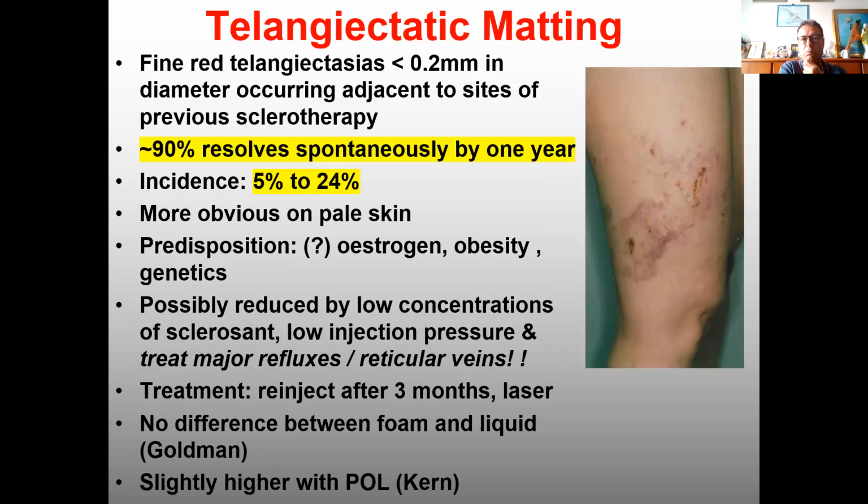Now we move to more common complications, such as telangiectatic matting. And as you can see, it is mostly of transient nature, and the incidence can vary from 5 to 24%. It could be due to some estrogen alteration or some genetics. But again, you should not inject with high pressure. You should not inject high dose, high concentration. And always you should treat the major refluxes and also the reticular veins which can possibly feed the telangiectasia.